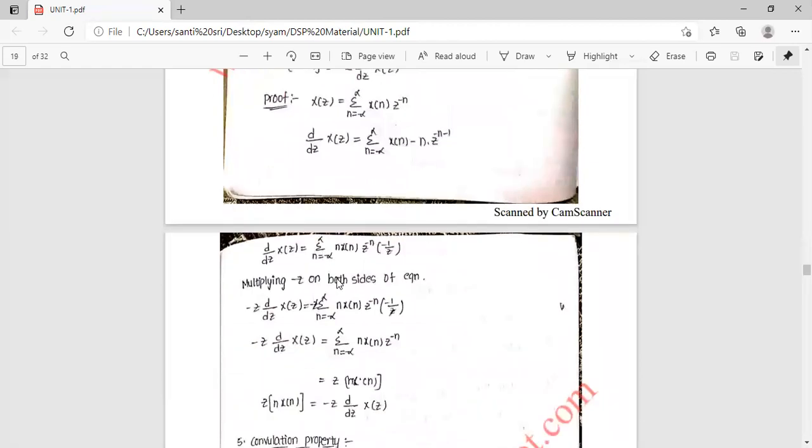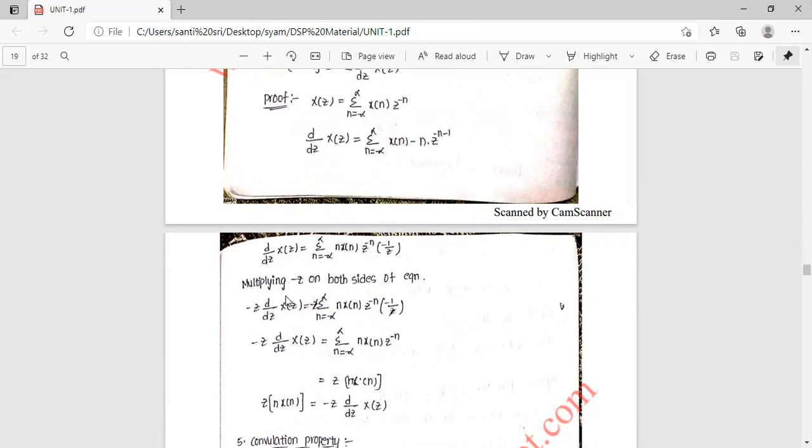Now d by dz of X(z) equal to sigma n is minus infinity to infinity n into x of n into z power minus n into z power minus 1, which can be written as 1 by z. Put the minus sign here. Now multiply the above expression by minus z on both sides of the equation.